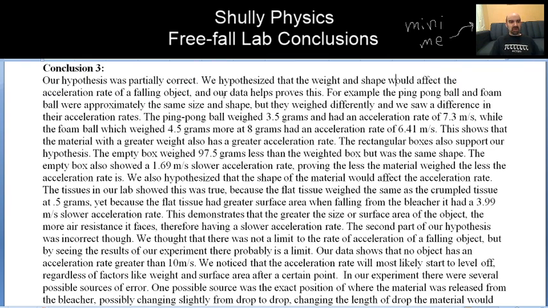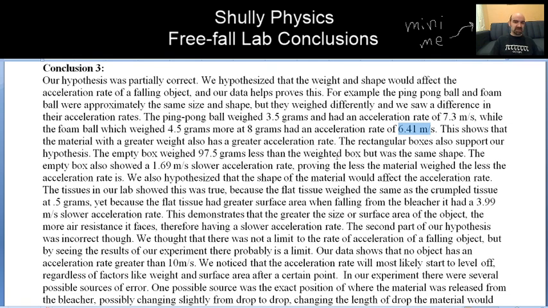For example, the ping pong ball and foam ball are exactly the same size. They weigh differently. Blah, blah, blah. They started listing stuff that's directly on their table. They could just refer to it instead of rewriting it. All right, the ping pong ball weighed this much and had acceleration of this much. Well, the foam ball weighed a little bit more and had acceleration of less. This shows that the material of greater weight also has a greater acceleration rate.